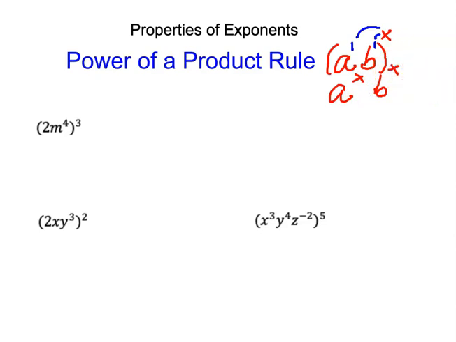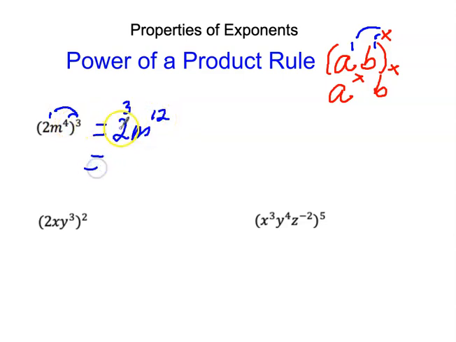Okay, so let's look at an example over here. We have 2m to the 4th power, the whole thing to the 3rd power. So what we're gonna do is, this is an invisible 1, and we're gonna distribute this exponent. We're gonna multiply. We have 2 to the 3rd power, m to the 4 times 3. As you already know, this is the power rule, so it's 12th power.